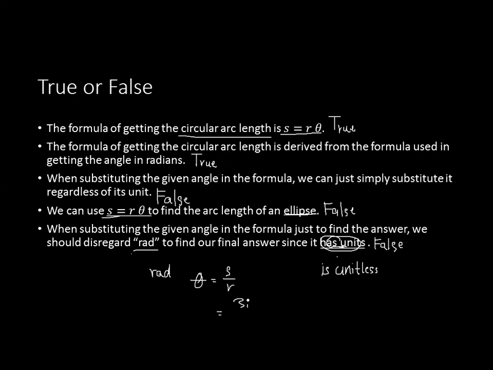So for example, 3 inches divided by 1 inch, what's the answer? You have 3, right? It's 3 not only because 3 divided by 1 is 3, but also because the inches are cancelled. So no more inches, you only have 3. The thing is, this one is an angle, so we can just leave it as 3, but we can represent it as radian. Therefore, it is unitless, not because it has units.